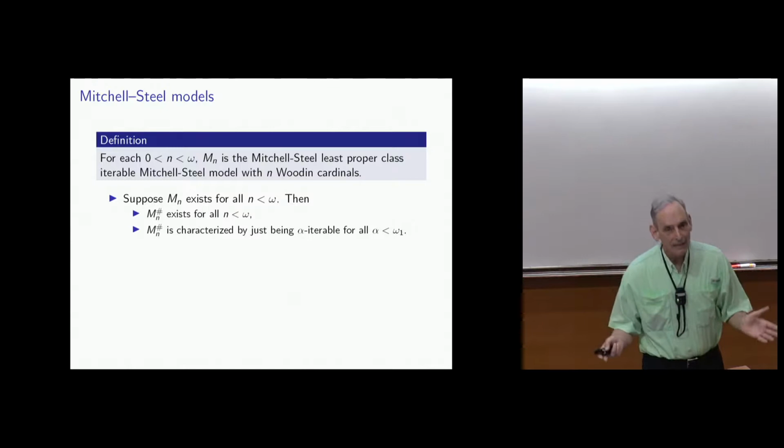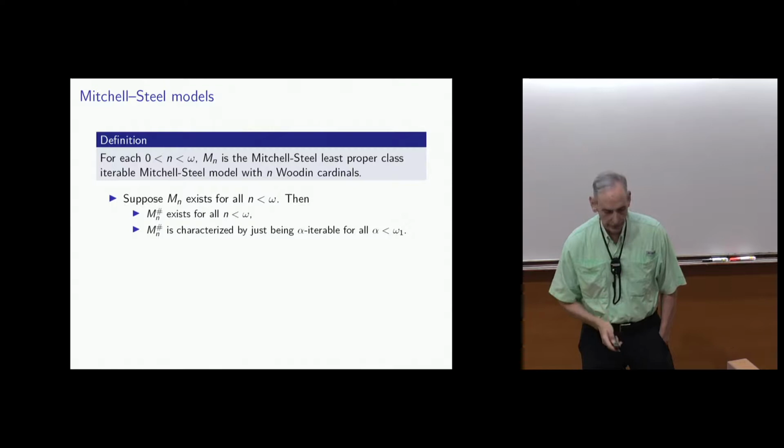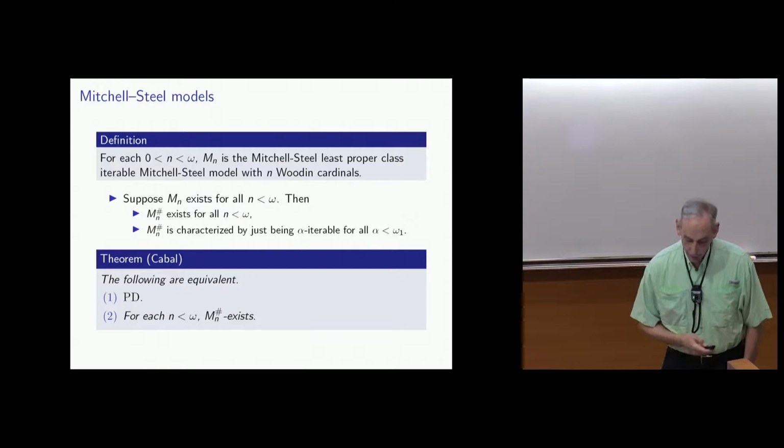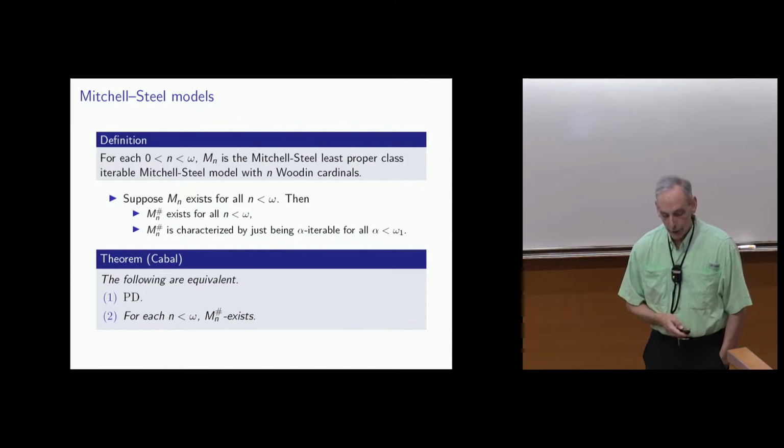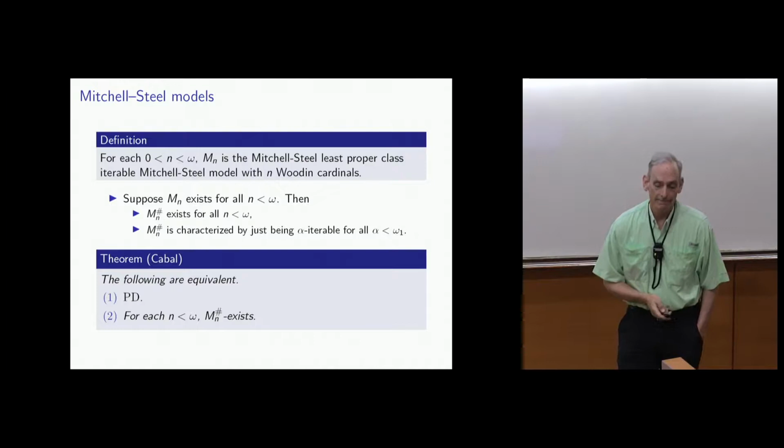M_n sharp, of course, will be a real. The question is, can it be recognized locally? And the answer is yes. And that's the iterability condition. So, putting together a lot of theorems, I'll attribute this to the Cabal. The following are equivalent: PD, and for each n less than omega, M_n sharp exists. So this is boldface PD, not lightface. Okay? So projective determinacy really is just equivalent to the existence of the M_n sharps.